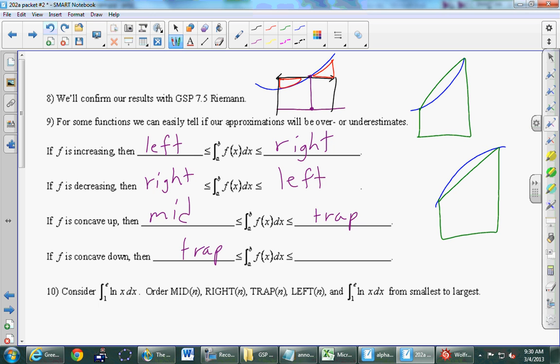And the same kind of picture for something concave down. You can draw one later if you want to. Midpoint will overestimate anything that's concave down.